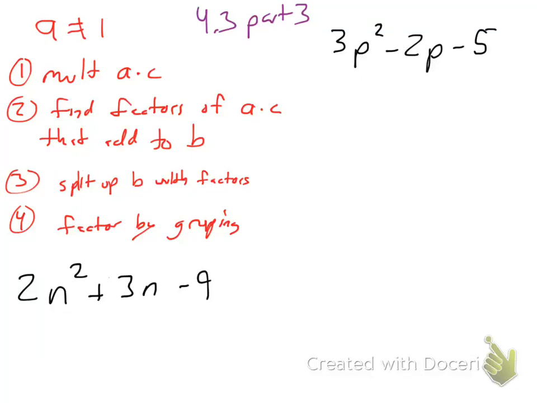And this is 4.3 part 3. Now this is the last thing we're going to do in this section for now. There actually is going to be a part 4 to finish up what we're going to do in 4.3. But this is if A is not equal to 1. So now there is something there on A that you have to take care of.